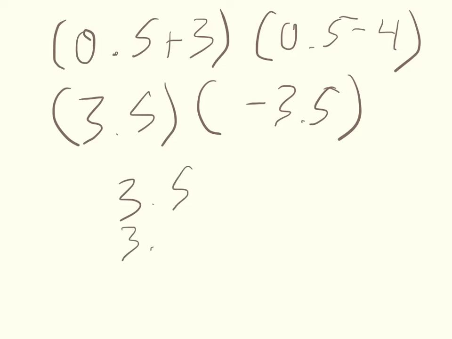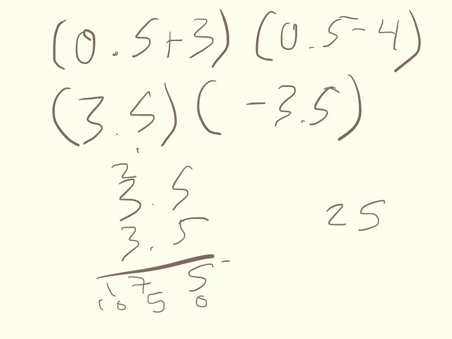3.5 times 3.5: 5 times 5 is 25, 5 times 3 is 15, plus 2 is 17, 0, 15, carry my 1, 3 times 3 is 9, plus 1 is 10. I should get something along the lines of this, knowing that I moved 2 decimal spaces: 1, 2. I should have my minimum point at -12.25.